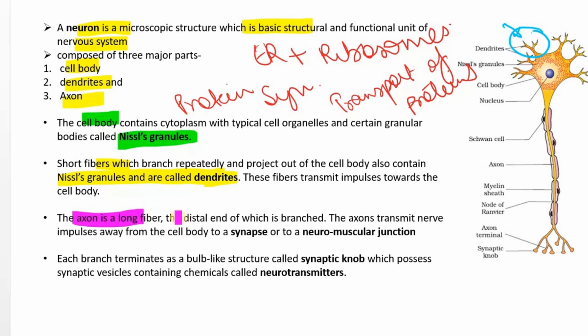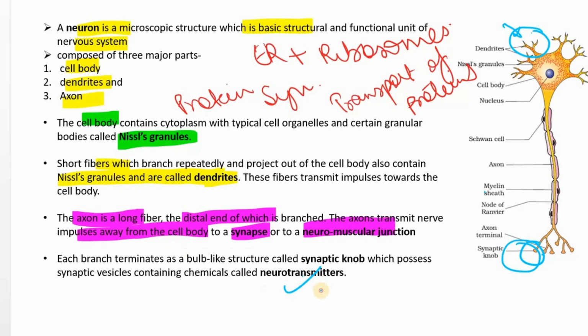Axon is a long fiber. The distal end is branched, and axon transmits a nerve impulse away from the cell body to a synapse or a neuromuscular junction. इसके बारे में हम बाद में देखेंगे. और एक्सॉन टर्मिनल के एंड में several bulb-like structures present होते हैं. These are known as synaptic knobs. इन synaptic knobs में एक स्पेशल केमिकल होता है. These are known as neurotransmitters. Neurotransmitters help in transmitting the signal further either to a synapse or a neuromuscular junction.